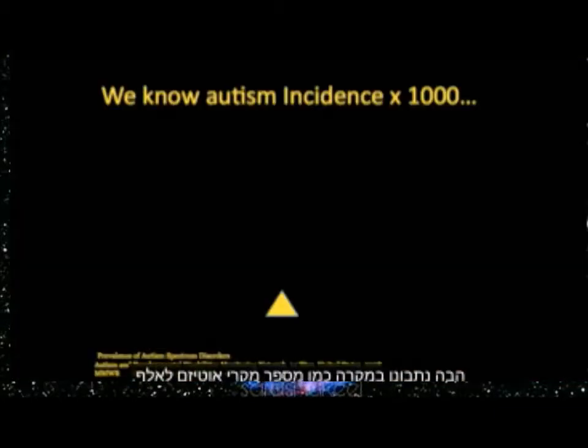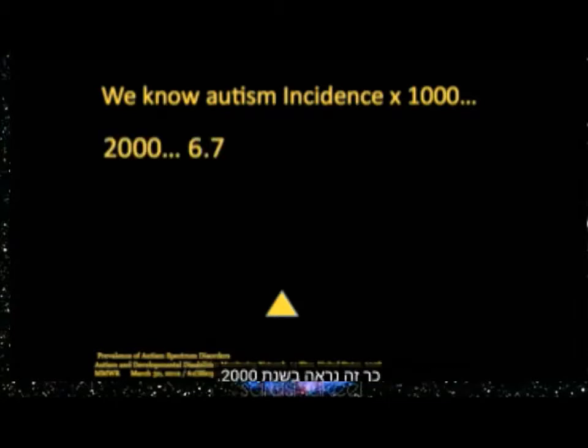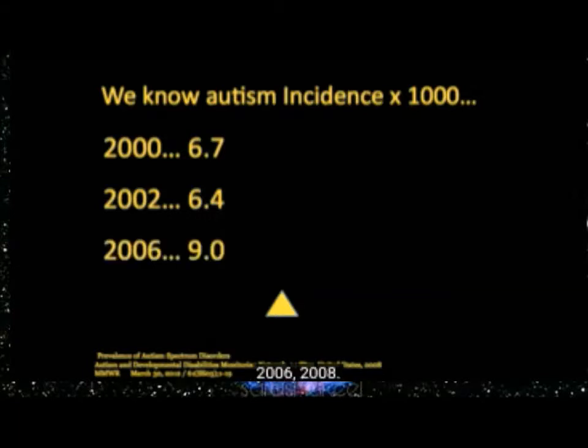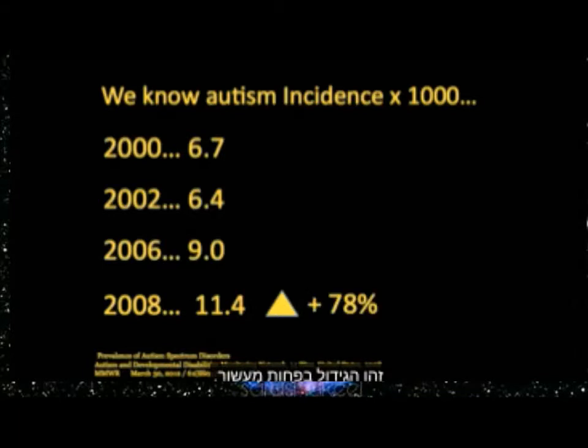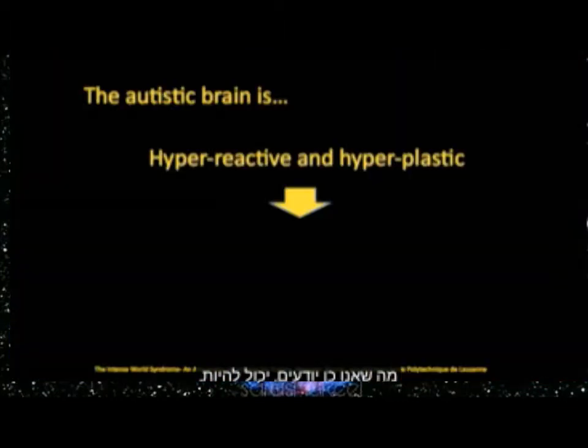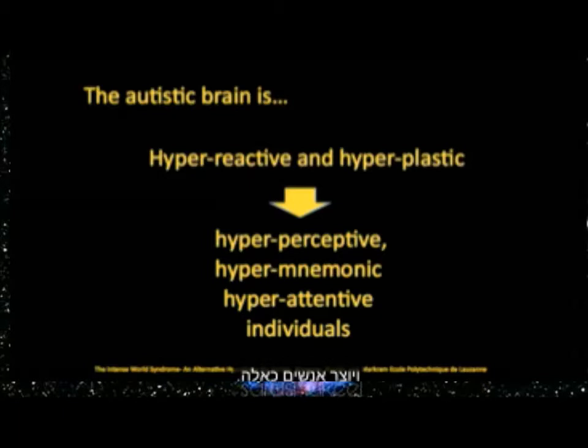Well, let's take a look at something like autism incidence per 1,000. Here's what it looks like in 2000. Here's what it looks like in 2002, 2006, 2008. Here's the increase in less than a decade. And we still don't know why this is happening. What we do know is, potentially, the brain is reacting in a hyper-reactive, hyperplastic way and creating individuals that are like this. And this is only one of the conditions that's out there.